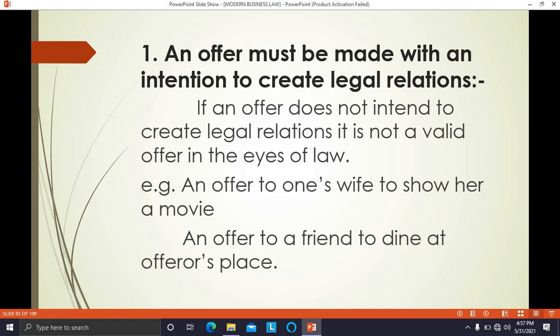Again, say for example, one friend A invites B to attend a marriage party. Due to the rush, food was not available. In this case, even though there is an offer, it is not a valid offer because there is no intention to create legal relations. So the person who could not get the food at the marriage party will not have any right to file a case against the person who invited him. When an offer is given, there must be an intention to create legal relations. Otherwise, it will not be a valid offer.